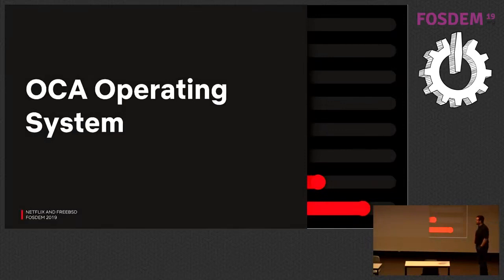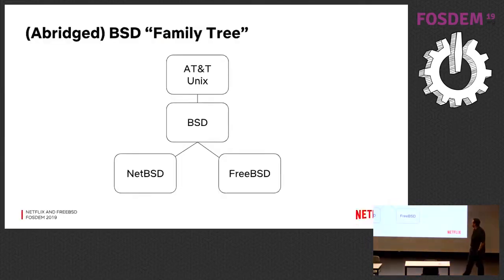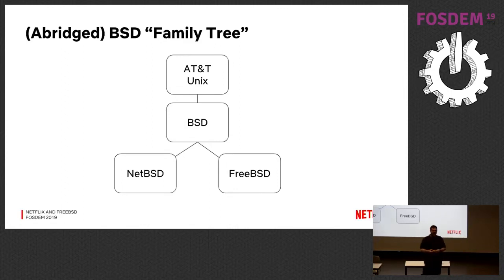So let's talk about the operating system that runs on these caches. As I said, it's a lightly modified version of FreeBSD. For those of you that are not familiar with FreeBSD, here's the 30-second introduction. AT&T had a Unix distribution. The University of California, Berkeley got a license to use that distribution, and they created what they called the Berkeley Software Distribution. There's a lot that I'm skipping over, but essentially FreeBSD and NetBSD are both descendants of that code base.